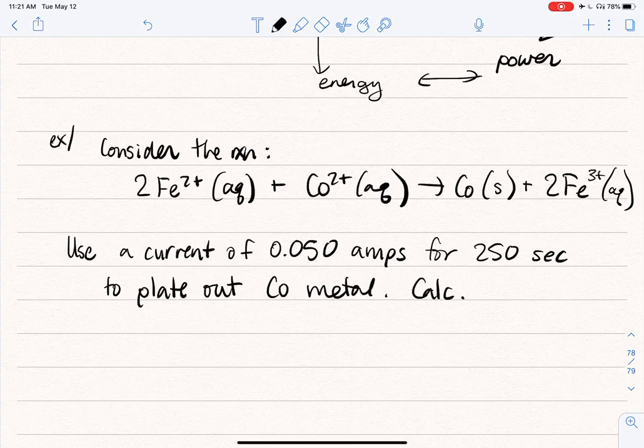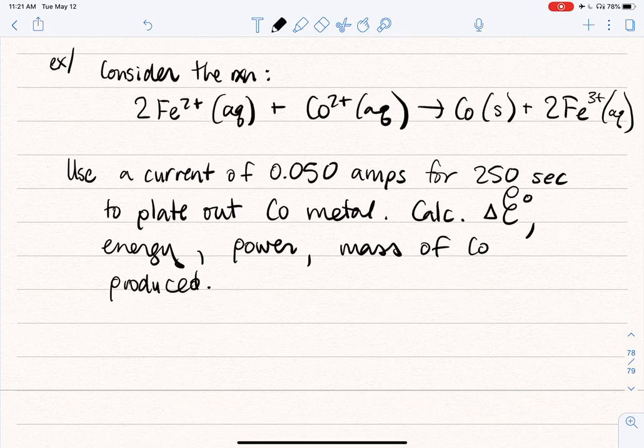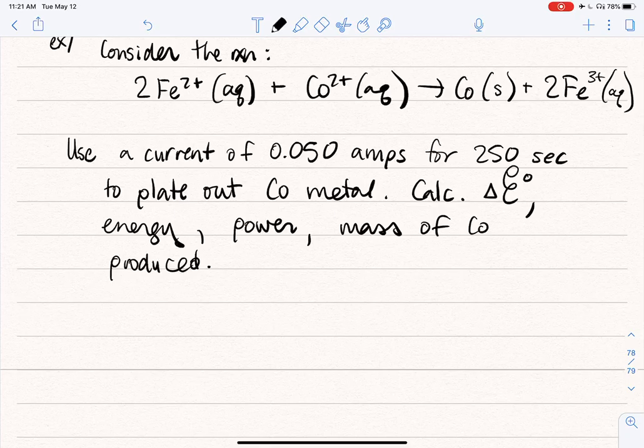With that information, can we calculate the cell potential, the energy that this process takes in that 250 seconds, the power in watts, and the mass of cobalt produced in those 250 seconds? So this is really just a fancy unit conversion, except for the first aspect, which is to calculate the cell potential. To calculate the cell potential, you need to use the standard reduction potentials from the table.